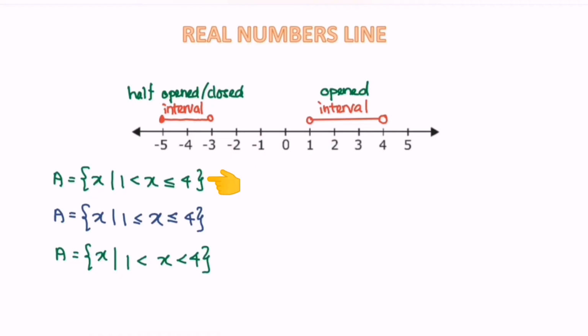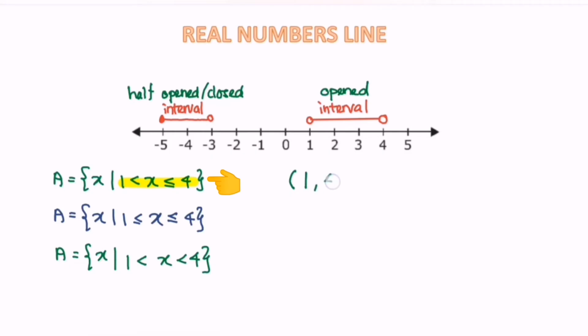So kindly refer to the first example. By referring to the set notation, we notice that x is greater than 1. So we have to indicate the situation by using a parenthesis because the 1 is not included. Then locate the number 1, followed by a comma. Next, x is less than or equal to 4.